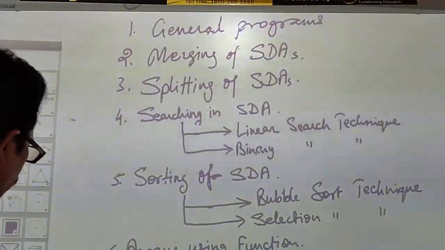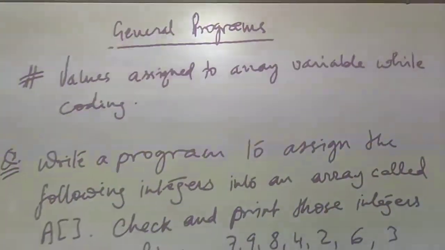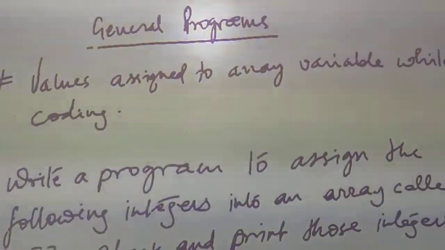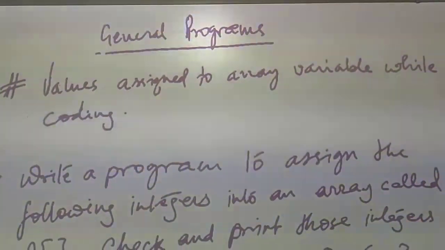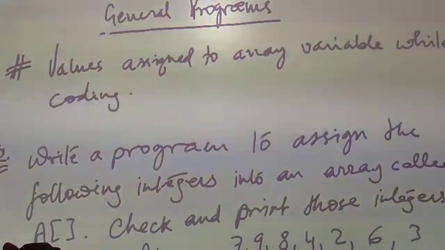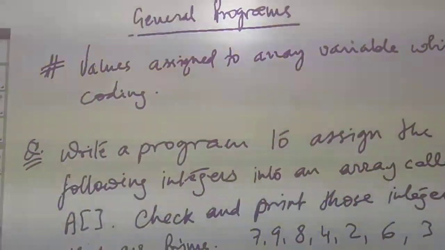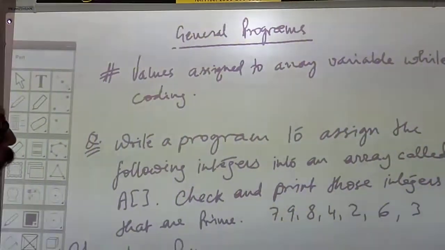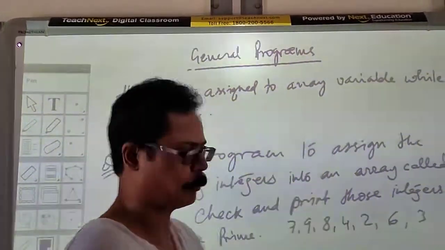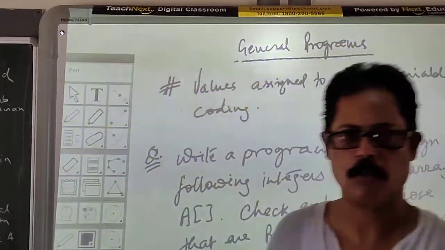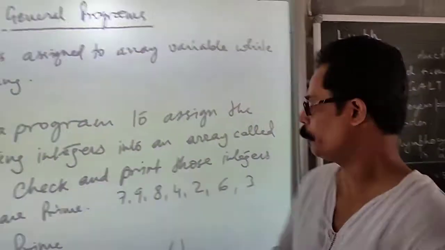So let's move on to the next one. Now we begin with the general programs. Let's start with this first: values which are assigned to an array variable while coding the program, meaning while writing the program. So remember here, how would you understand whether I'm supposed to take the values and write them in the program itself, or accept the values while executing the program?